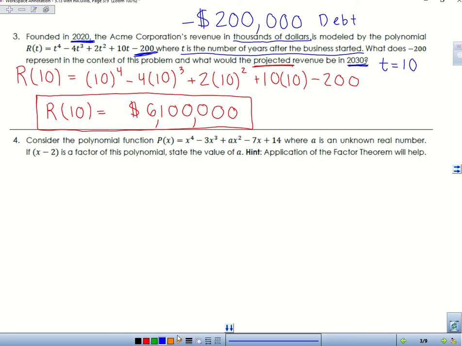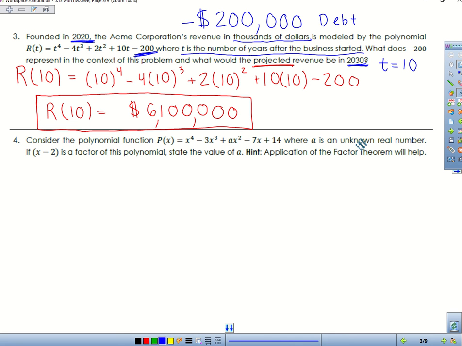So the next question says, consider a polynomial function p of x is equal to x to the fourth minus 3x cubed plus ax squared minus 7x plus 14, where a is an unknown real number. If x minus 2 is a factor of this polynomial, state the value of a. And they give you a hint, application of factor theorem will help. Application of factor theorem states that if you divide a polynomial by its factor, the remainder will have to be what?